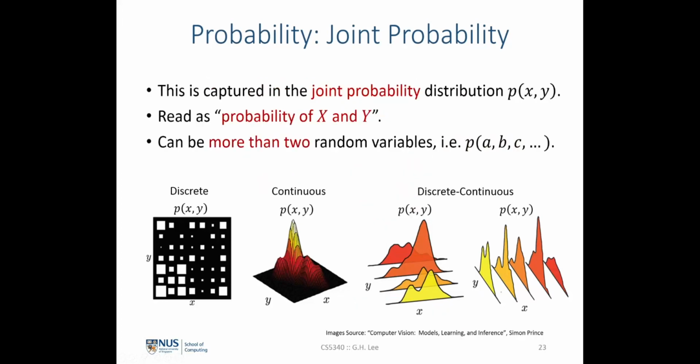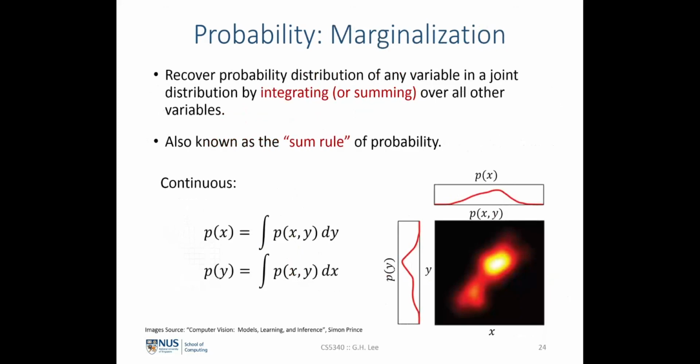And as I have mentioned earlier, this is captured in the joint probability distribution, which we denote as p(x, y), or it's simply read as the probability of x and y. Of course, it can be more than two random variables, as we will see in the subsequent lectures, where if the number of random variables is very high, we'll see that the inference as well as the learning of this model would become intractable if we do it naively, and we need graphical modeling to make it into a tractable process.